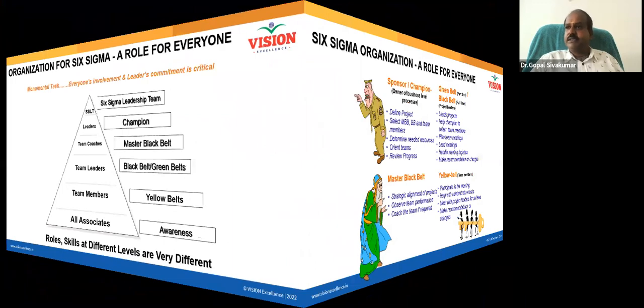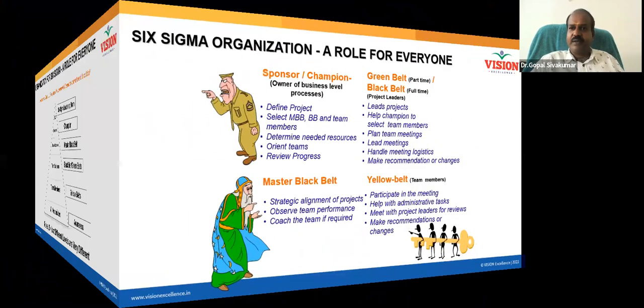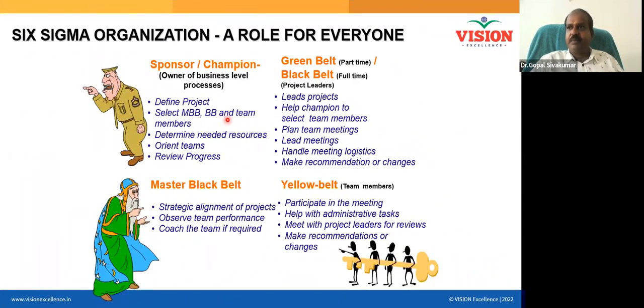So the role of a project sponsor or a champion: they define the project, they select the MBB, BB and the team member, they determine the required resources, they orient the team, they review the progress. Toll gate review will be conducted by the sponsor and the champion. Black belt is a full-time Six Sigma expert because he has to do 8 projects in a year. Green belt is considered a part-time Six Sigma expert because he has to do 2 projects a year.